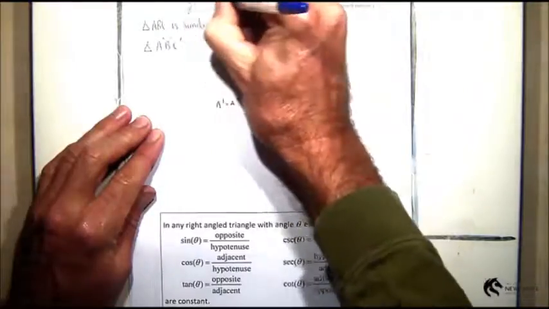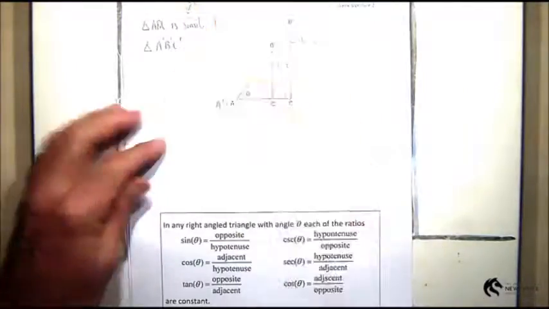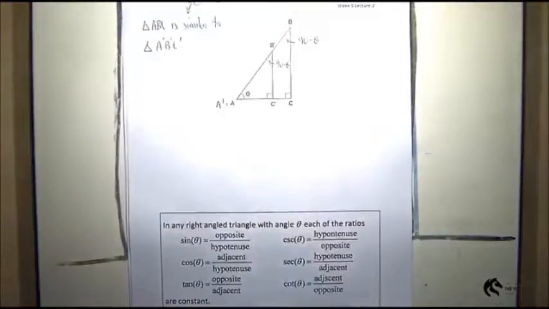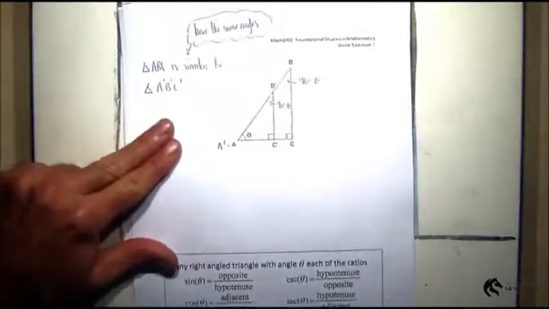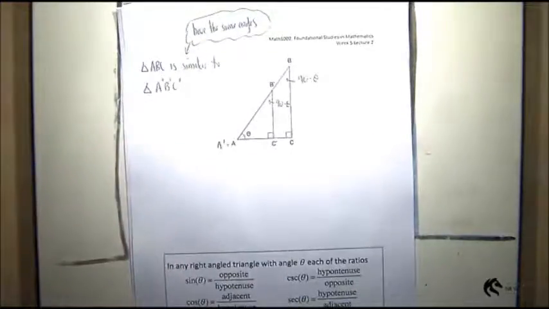So the side lengths aren't necessarily the same, but the angles are. Let's put it there. They have the same angles. And there's one very important fact about similar triangles that you should know. I don't know if you do. Does anyone know the important thing about similar triangles?